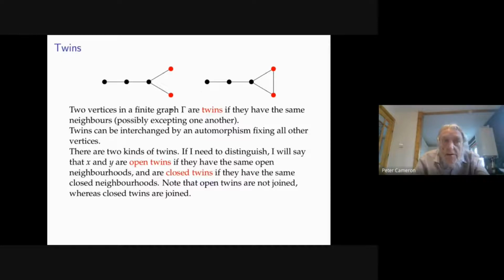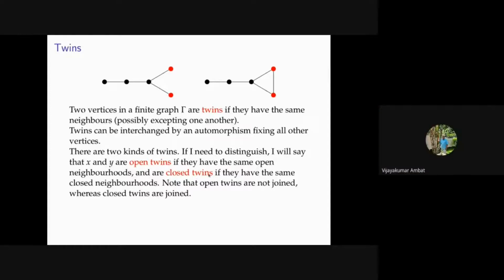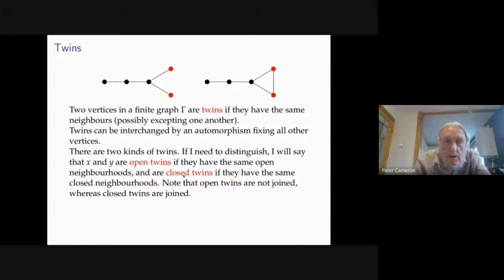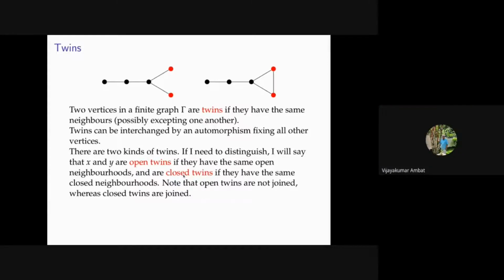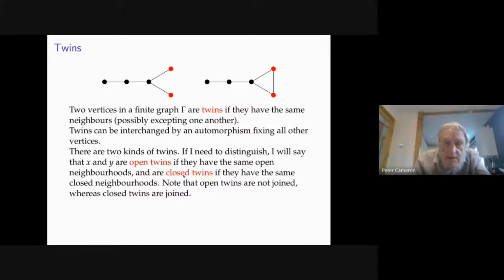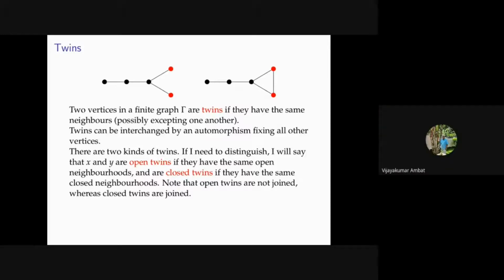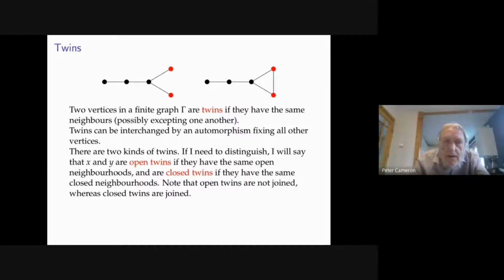So here we are. These are the two types of twins. Am I right? Sorry, it's also called true twins and false twins. Yes. It's open twins and closed twins. Yes. Well, I want to treat them together, and so I've invented my own terminology here. If there is other terminology for it, please let me know. I'm happy to hear that.